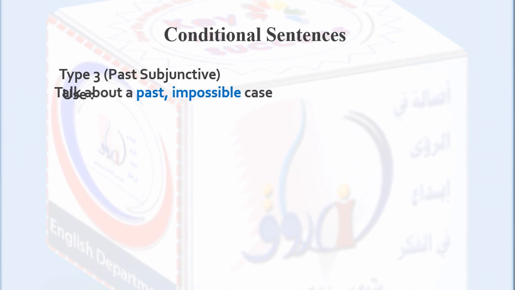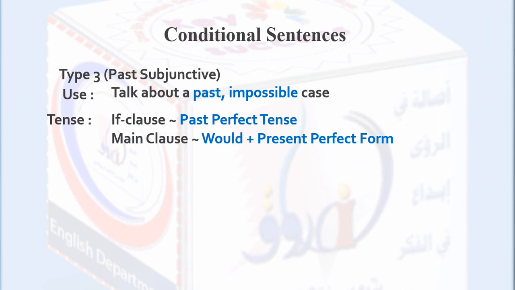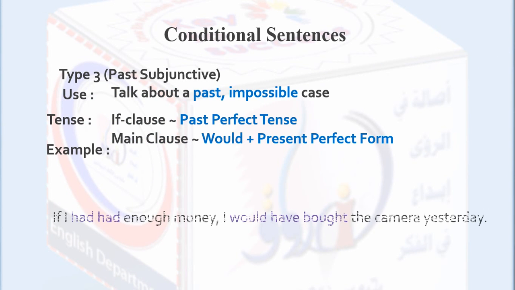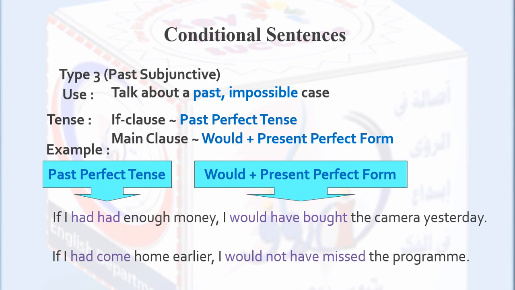Type 3 is used to talk about a past impossible case. Tense: if clause, past perfect tense; main clause, would plus present perfect form. Examples: if I had enough money, I would have bought the camera yesterday. If I had come home earlier, I would not have missed the program. So we have had and had come, that's past perfect tense. Would have bought, wouldn't have missed, would plus present perfect form.